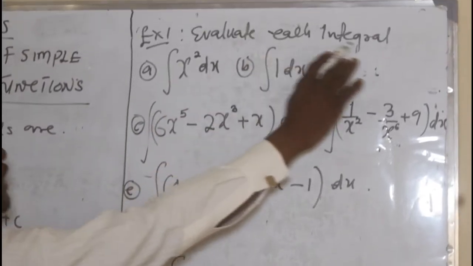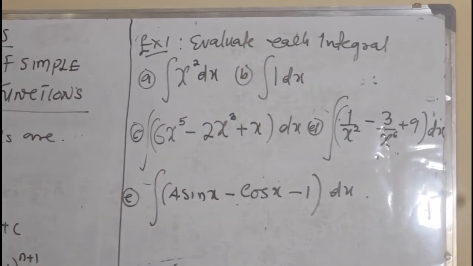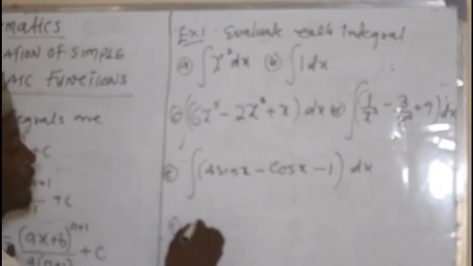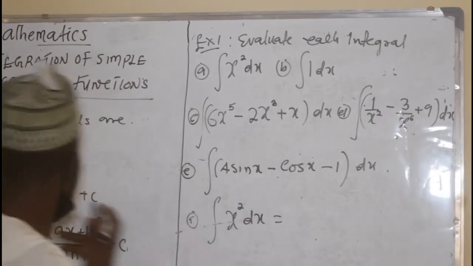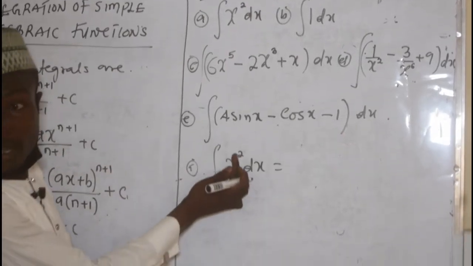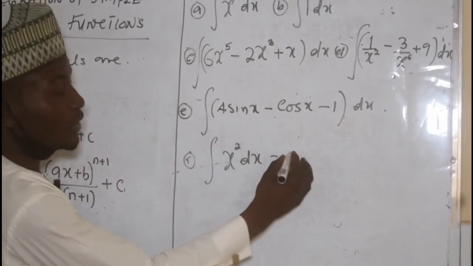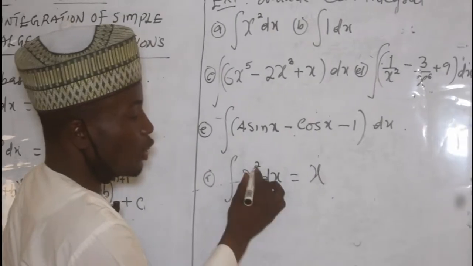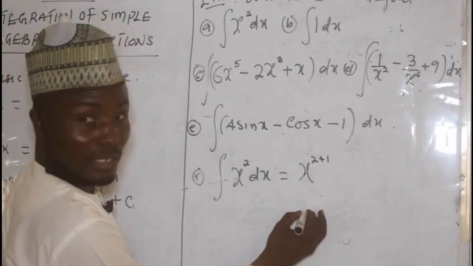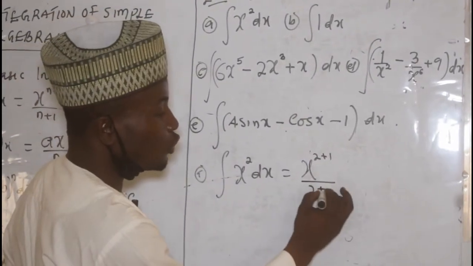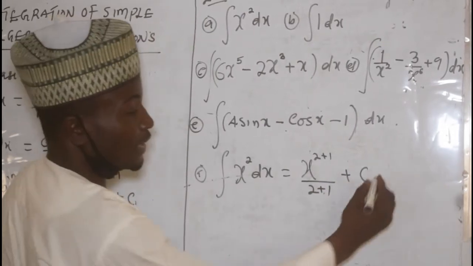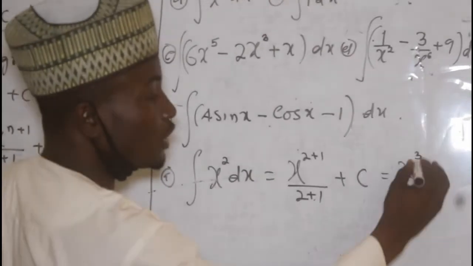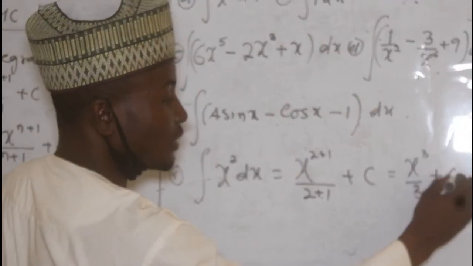So now, let's evaluate each integral. A. If you want to find the integral of x raised to the power of 2 dx, going by the formula here, what is our n? Our n is 2. So simply what are you going to have? x raised to the power of 2 plus 1, over 2 plus 1, plus a constant. What is our final answer? x raised to the power of 3 over 3 plus a constant.